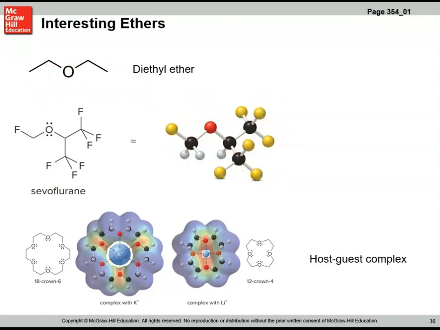Now, the other thing that's interesting is called a crown, these 18-crown-6s, basically telling you how many carbons versus how many oxygens are involved in these crowns. And these are crown ethers. They're pretty interesting because they create this host-guest complex where the host is the crown ether and the guest is an ion. And these can be really effective.